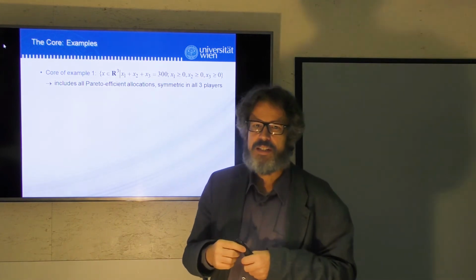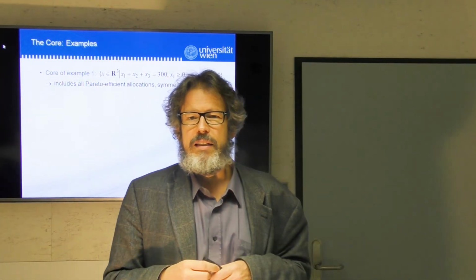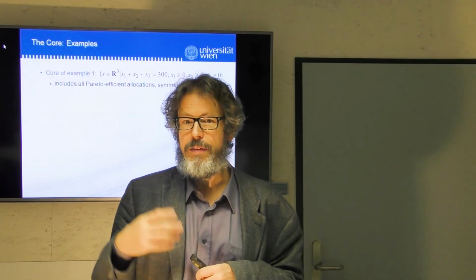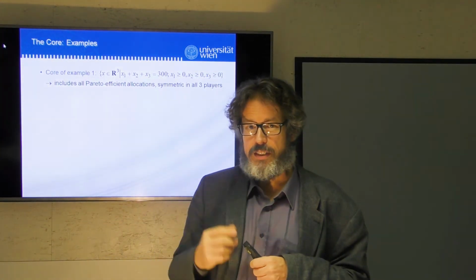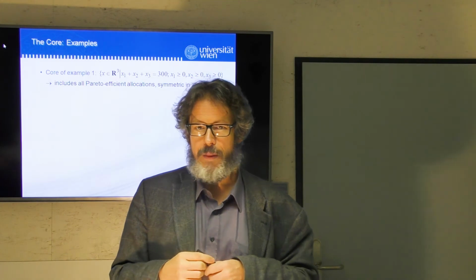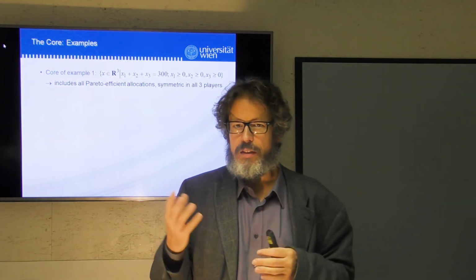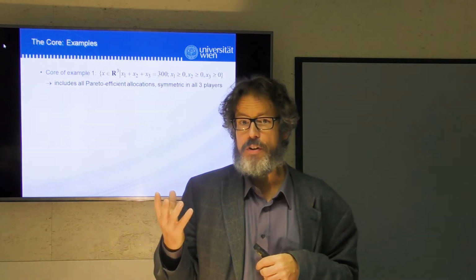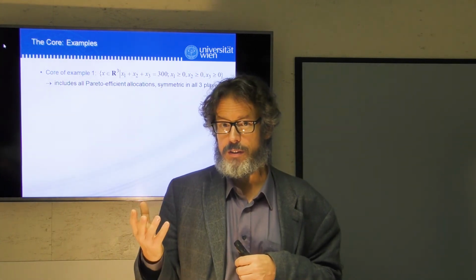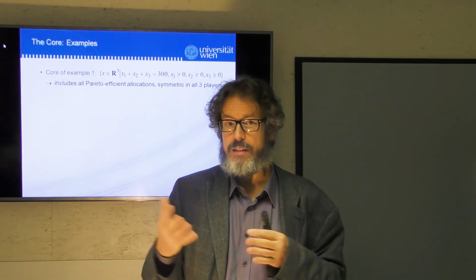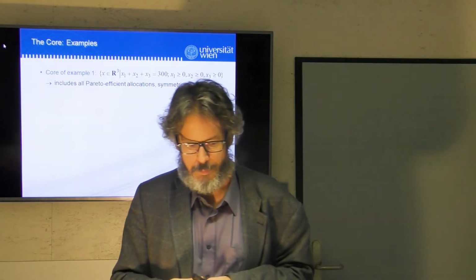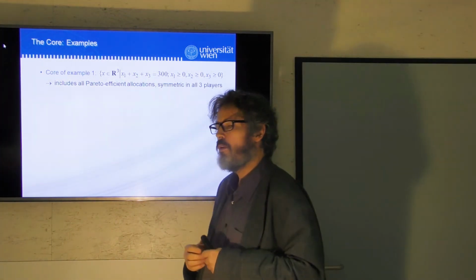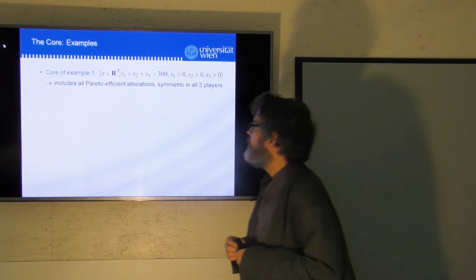Remember this game we discussed recently, divide the dollars: divide the $300 amongst 3 players. And we had this first version of the game, where the requirement was that all 3 players agree on a distribution, and if they do so, they get this distribution, and if they do not agree, they don't get anything. So what's the core of this example?